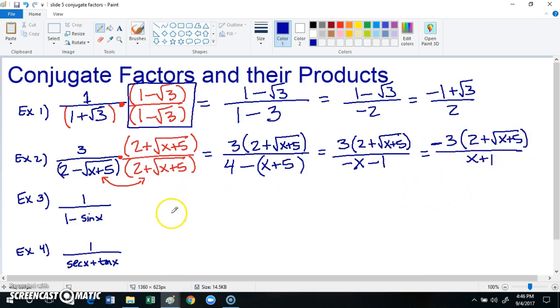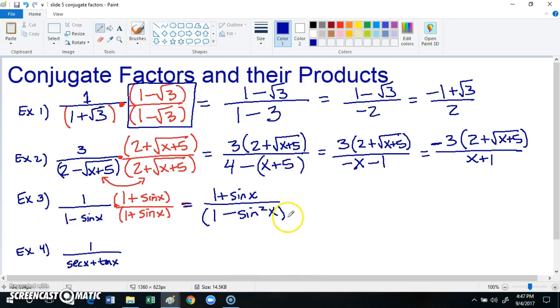Okay, the next two examples. Oh, trig, your favorite. So, what is the conjugate of 1 minus sine of x? 1 plus sine of x. I'm going to multiply both numerator and denominator by the conjugate. So the numerator, I just get 1 plus sine of x. In the denominator, when I multiply that out, I get 1 minus sine squared x. What is 1 minus sine squared x? If you don't remember your Pythagorean trig identities, you'll be working on them soon. That's cosine squared x.